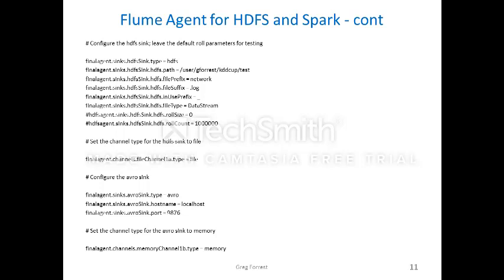So define the channel type to file, and then for the Avro sink we'll do the opposite. So just cut a couple highlights here. Just going to ultimately sink to an Avro on the local host. I pick a port that's available, and then I set the channel type to memory, so that we can quickly flow the events to the Spark streaming.